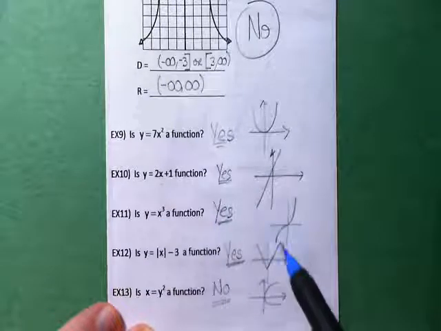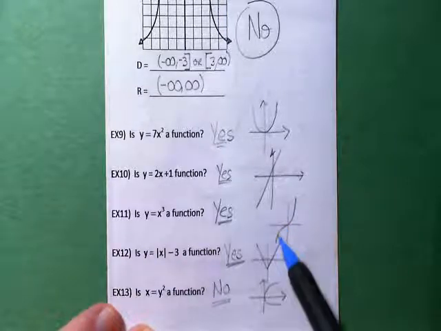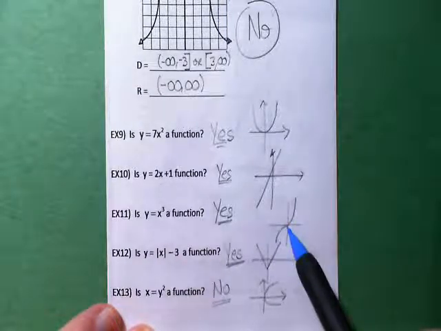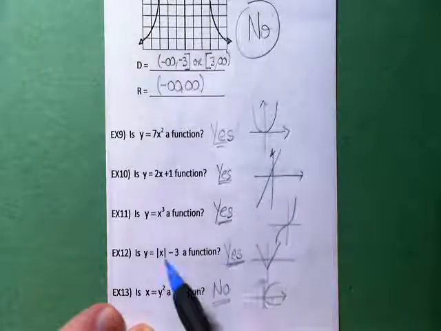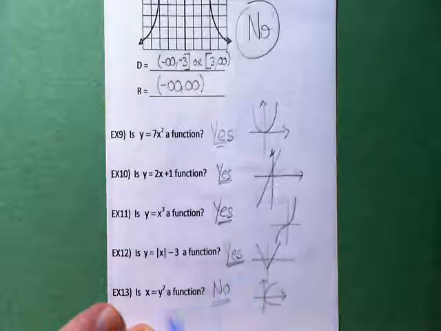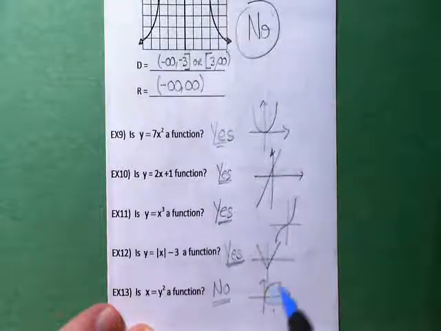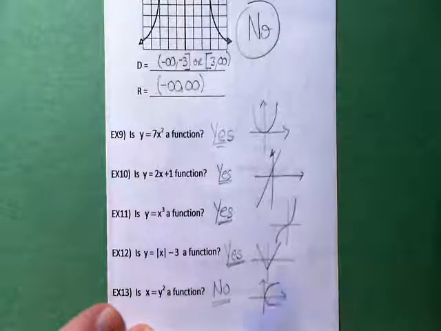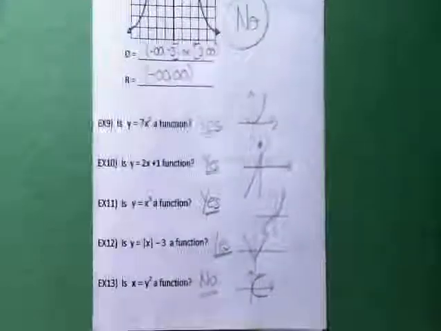A cubic looks something like this, like half a parabola going down and half a parabola going up. And the absolute value is the V shape. And if you have x equals y squared, then you're going to have something like this, which is like a parabola sitting on its side. And that one is definitely not a function. Okay? Alright, let's go on to the next problems.